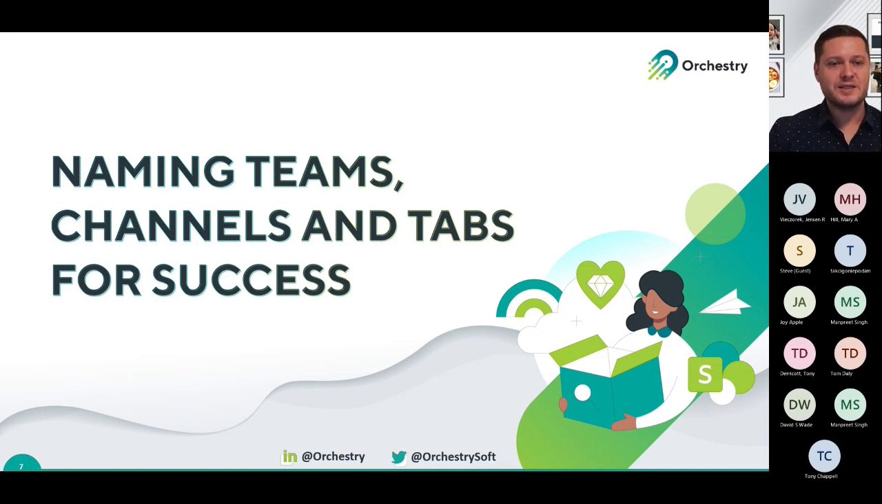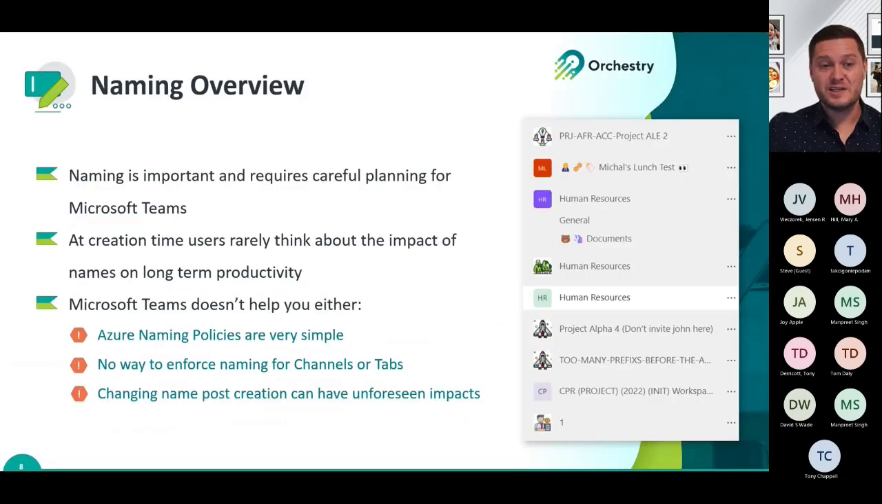All right, so let's talk about naming teams, channels, and tabs for success. So the first thing really is, why does this kind of matter, and why is it important? As you know, naming is pretty important, right, for most things. And to be honest with you, people are really terrible at naming things, right? I mean, they're terrible at naming documents and files and folders. They seem to be really, really bad at naming SharePoint sites and teams also. And again, this could really have a long-term impact on information findability, how people can find teams or SharePoint sites.